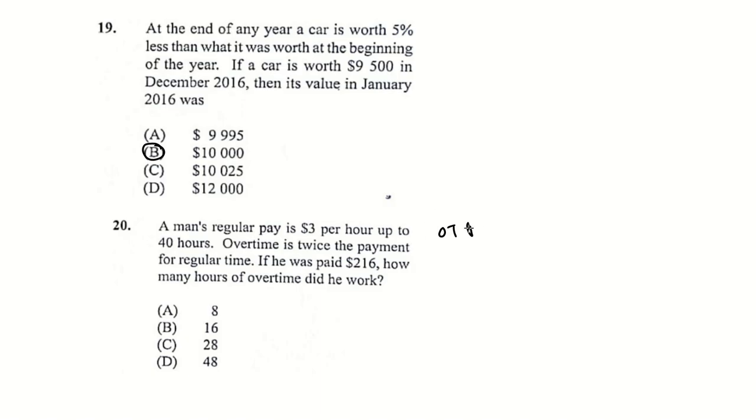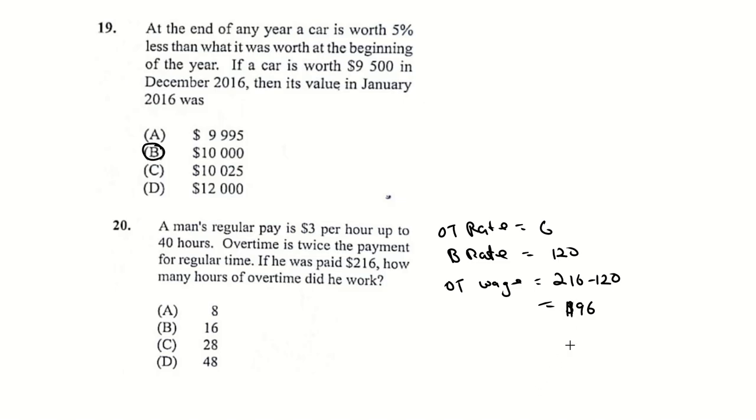So the overtime rate is $6. Overtime is twice the payment. So first, let's find his basic wage. Sorry, that would have been 120. His overtime wage would have been 216 minus 120, which is $96.